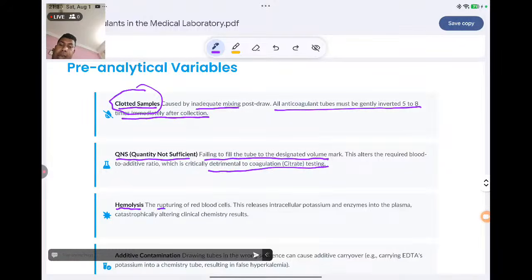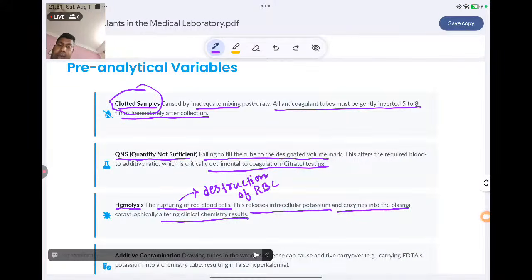Hemolysis means rupturing of red blood cells, means destruction of RBC. And if hemolysis occurs, then it releases intracellular potassium and enzymes into the plasma. Therefore, it may alter clinical results.